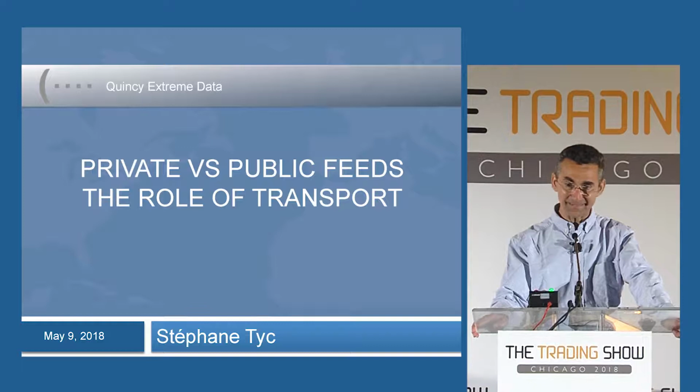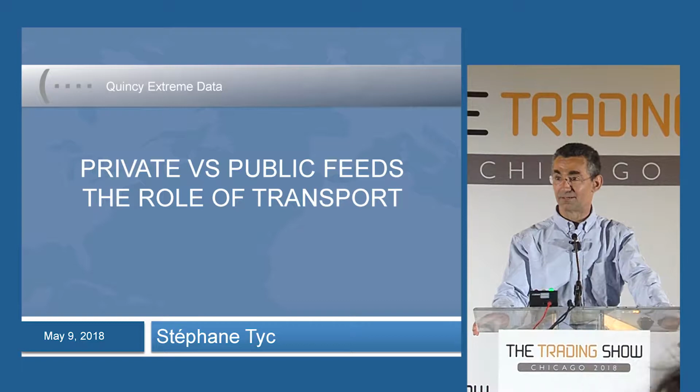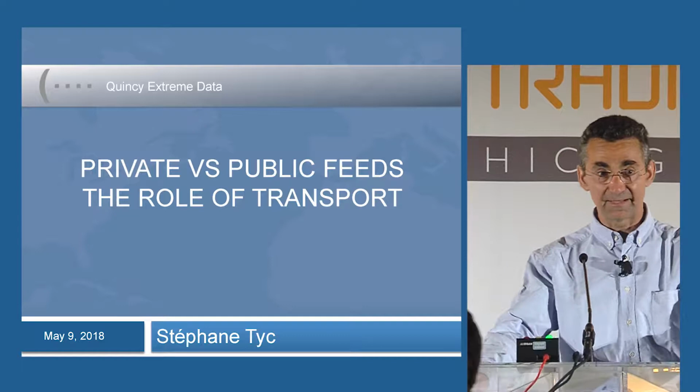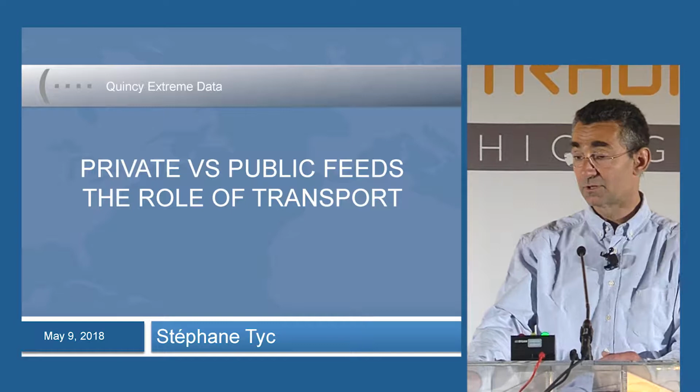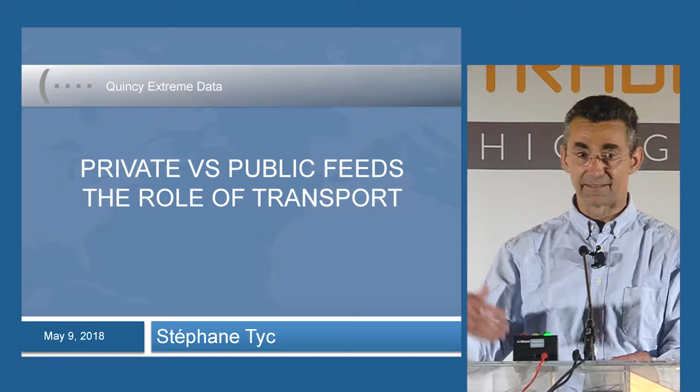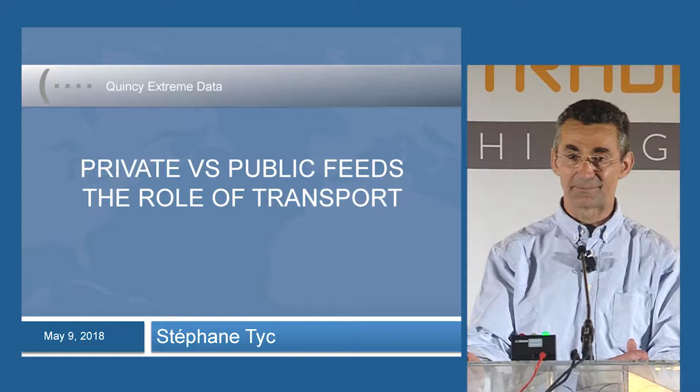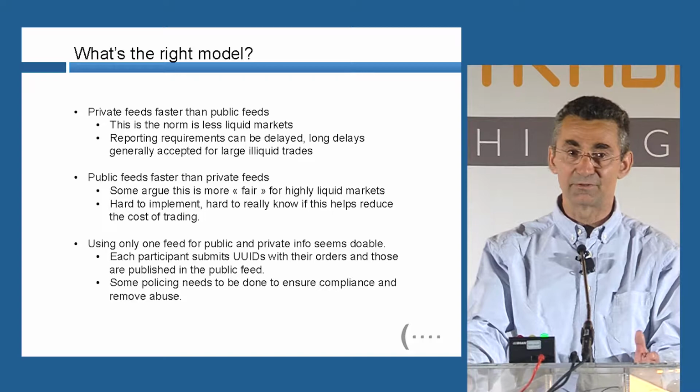So today I'd like to discuss market data dissemination. An exchange has a very important decision to make when it decides on what kind of model it uses to disseminate market data. It can either choose to send data about trades to everyone at the same time, or it can decide to send that data to the people that participated in the trade first and then to everyone. Generally, that's a very defining characteristic of an exchange. Different exchanges do it differently. There's no, I would say, real consensus on what is the right way to do it.